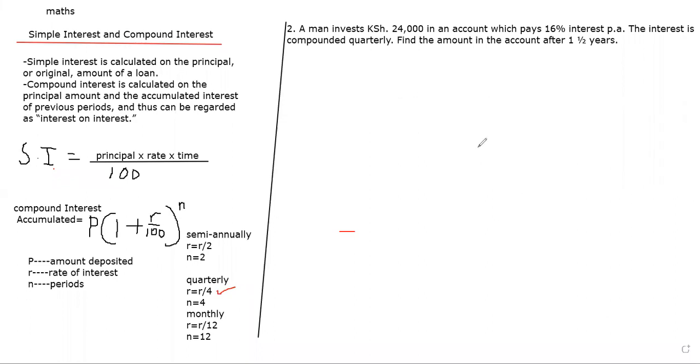So a man invested 240,000 in an account which pays 16% interest per year. So this thing is what is guiding me. This is 16%. It is per year. That's why when I'm calculating periods, I'm going to calculate based on a yearly basis.